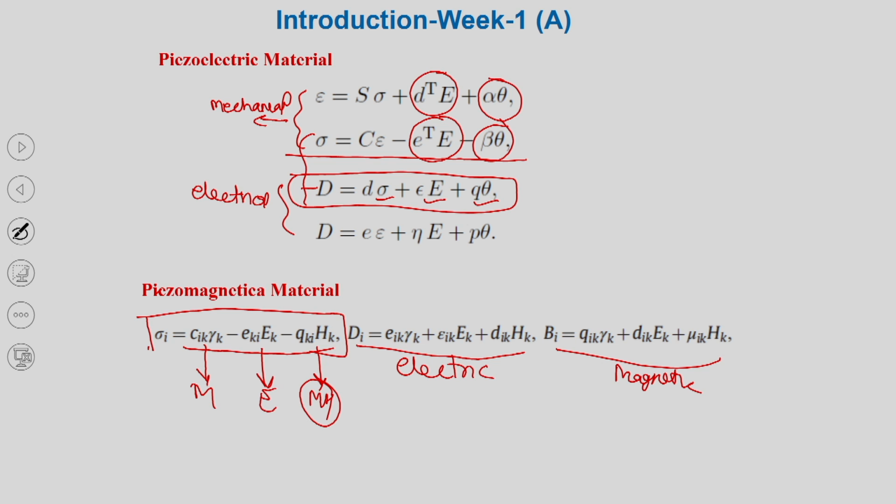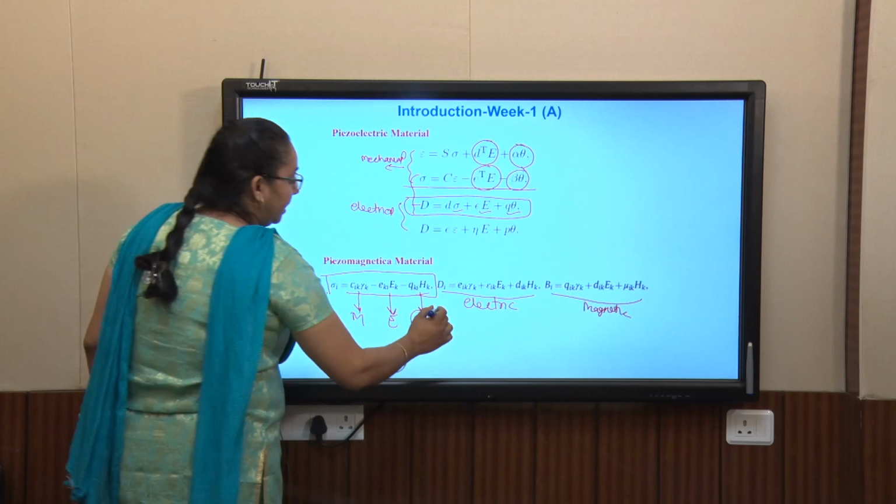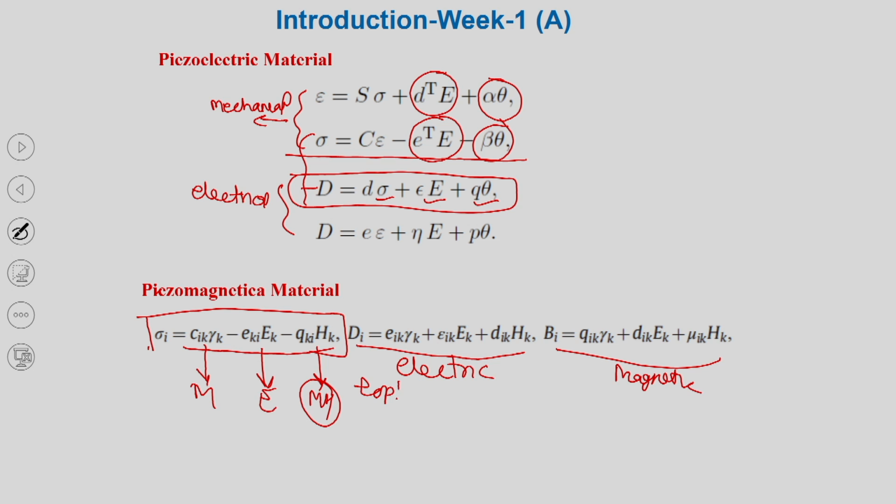I think now you have got the idea that the basic relations are extended from elastic to piezo, and piezo to magnetic. Later on, maybe some material may exist which has some other kind of property, optics or something else. So maybe some optical parameters may be added.